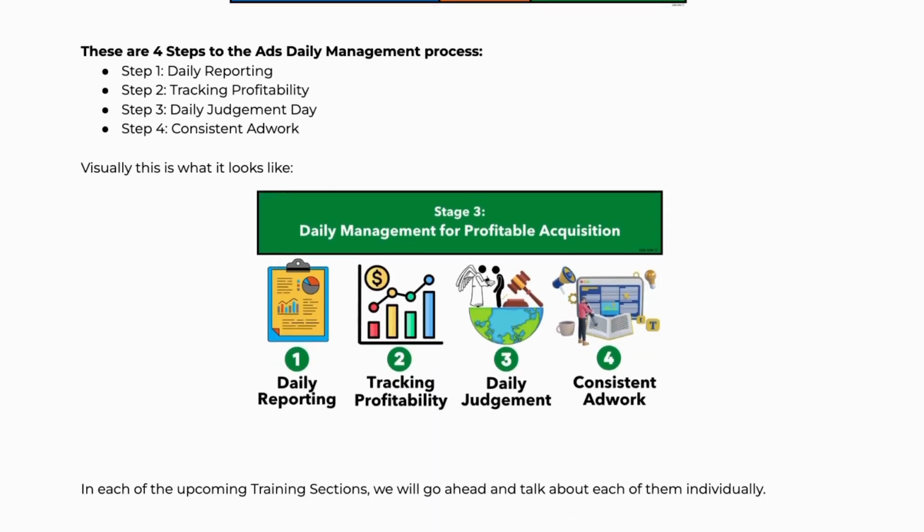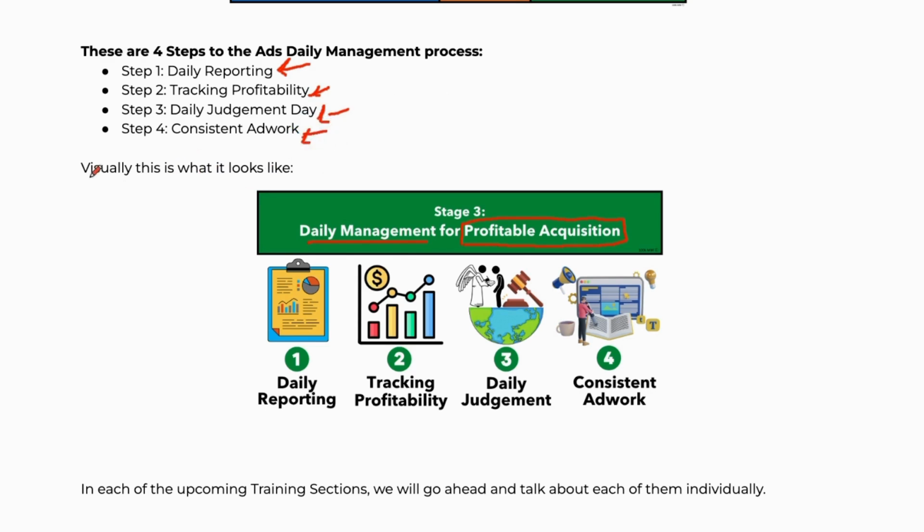So step number 1 is going to be all about daily reporting. Remember, this is what we're talking about when we're doing our daily management. And again, now that we have the foundational understanding of profitable acquisition, we can now actually do these 4 steps with the purpose of making sure that we are profitable on the acquisition, right? So step number 1 is daily reporting. Step number 2 is tracking profitability. Step number 3 is daily judgment day. And then step number 4 is consistent ad work, okay?